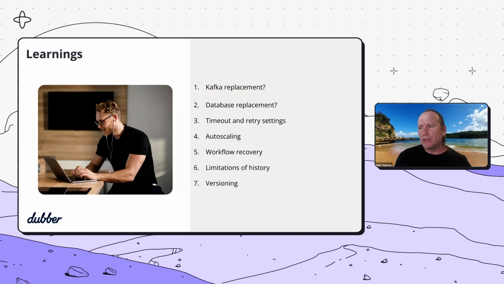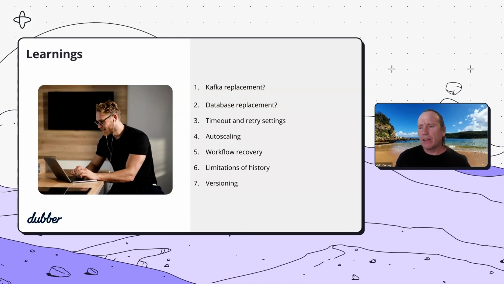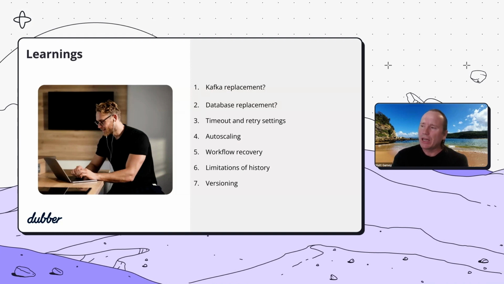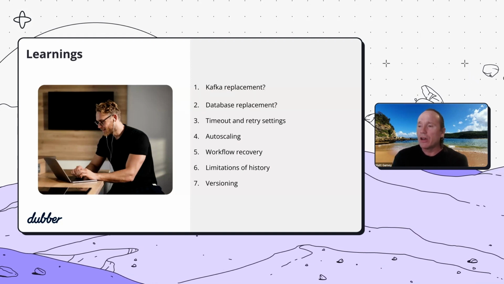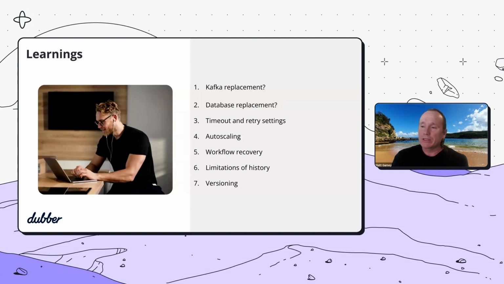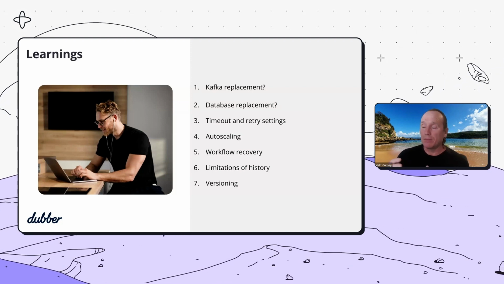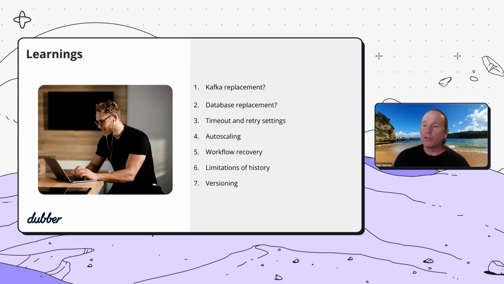Auto scaling. So we're using Kubernetes to scale out when we get heavy load. And traditionally in Kubernetes, you would scale on CPU or memory. But I think in this case, we actually want to be scaling out on the depth of how much work is waiting to happen on that Temporal queue. So we moved to that pattern.